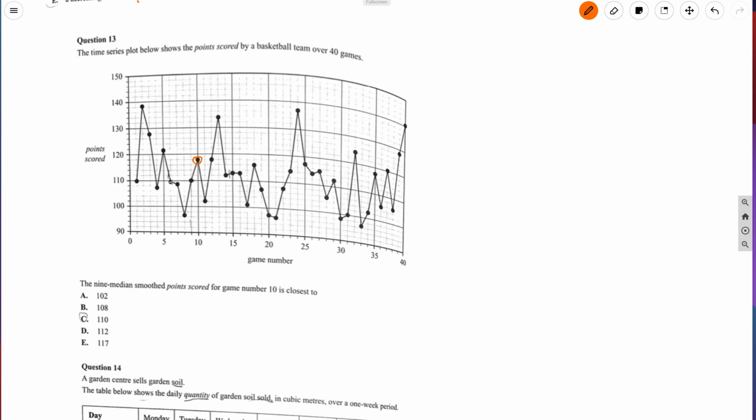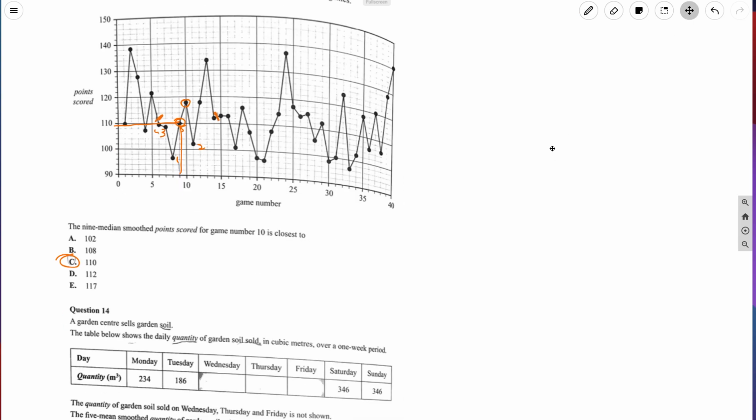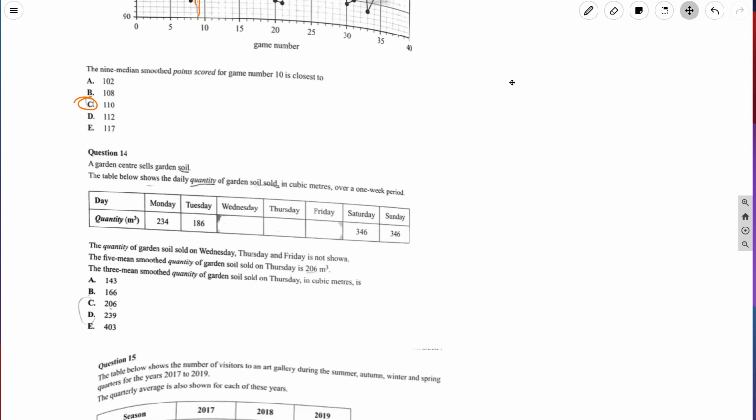So 1, 2, 3, 4. This is our cutoff here. 1, 2, 3, 4. There's our cutoff there. That's good. They've done that. And then we just scan upwards for the 5th number, because the 5th number would be the median of 9. So the lowest is here, 1, 2, then it looks like these are 3, 4, and then 5. So it happened to be that game number 10 actually was also the median value out of those 9, and that lines up with 110. So it would be 110 for the 9 median smoothing. Bit of a trick question from them.